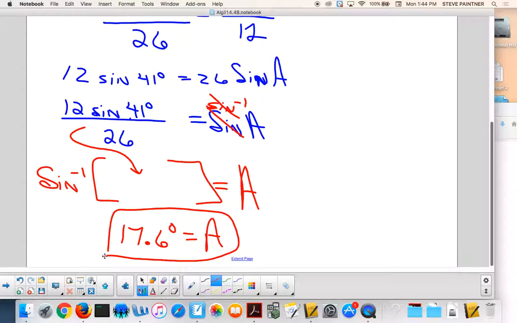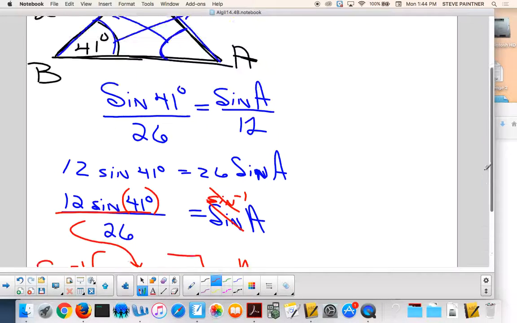Are you not getting that? Some of you? Again, you can't get it right unless you do this. Wrap that. 12 times sine of 41 degrees divided by 26. Of course, you have to do inverse sine first, don't you?